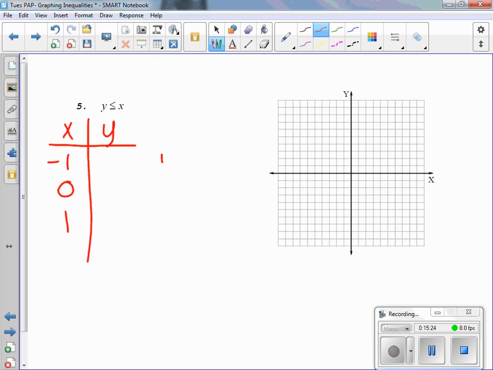So if I plug in y and -1, then that's just going to tell me that y is -1. Sorry, let me put an equals there. If I put in y and 0, then y is going to equal 0. If I put y and 1, then y is going to equal 1. Basically, this is just saying whatever you plug in for x is going to come out the same for y. So we've got -1, -1, 0, 0, and 1, 1. So this is going up 1 over 1 every time. So I'm just going to continue that pattern all the way across.